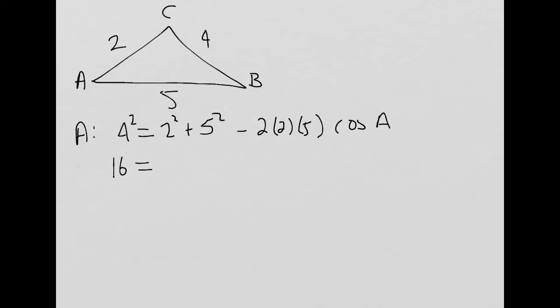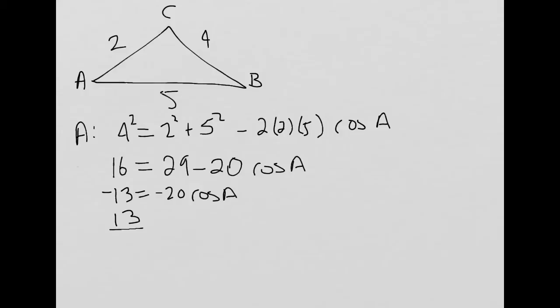I've got 16 over here, and if I put this together, I've got 29 minus 20 cosine A. Subtract that, I've got negative 13 equals negative 20 cosine A. So 13 over 20 was cosine A. And now we need to use our inverse functions again to get that the inverse cosine of 13 over 20 is equal to A.